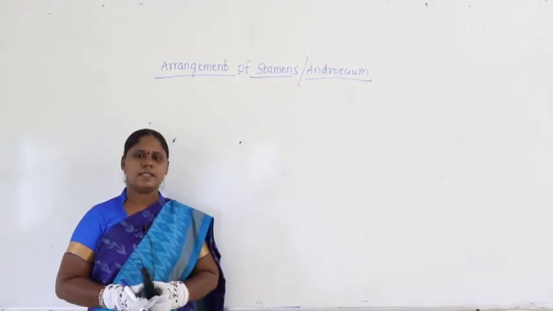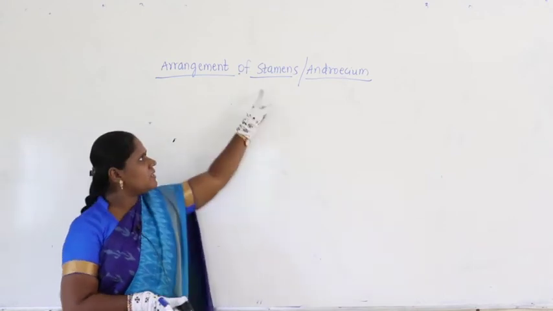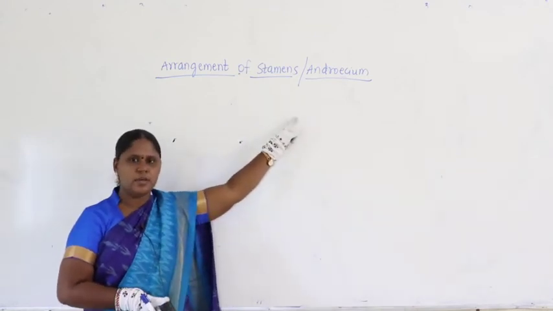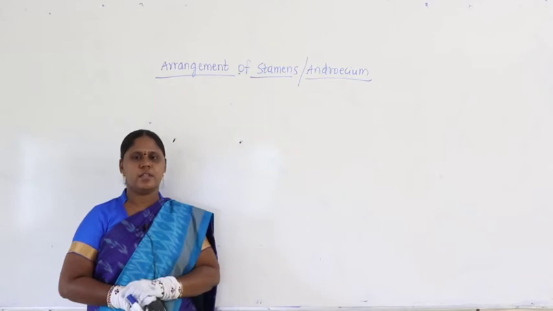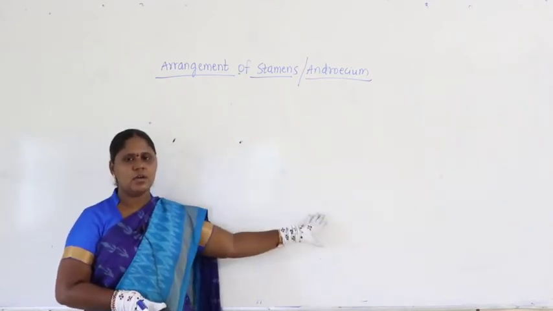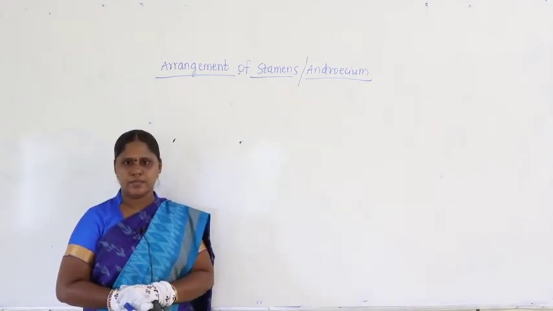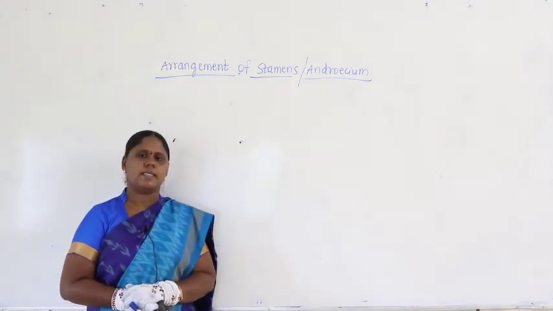Right, guys, let us continue with the concept. We were in the discussion about stamens or androecium arrangement. In the last class, we have done the block diagram: what are the categories like cohesion and adhesion? Now, in this class, let us discuss in detail each and every type along with the examples.